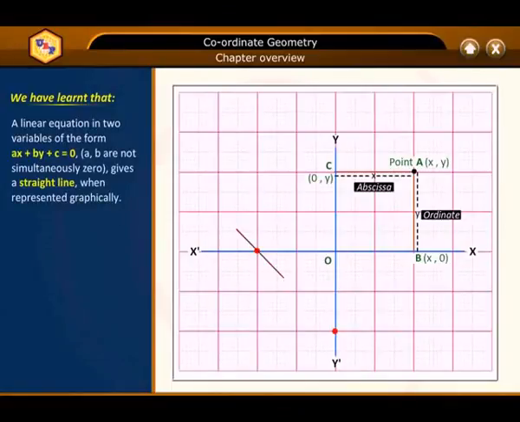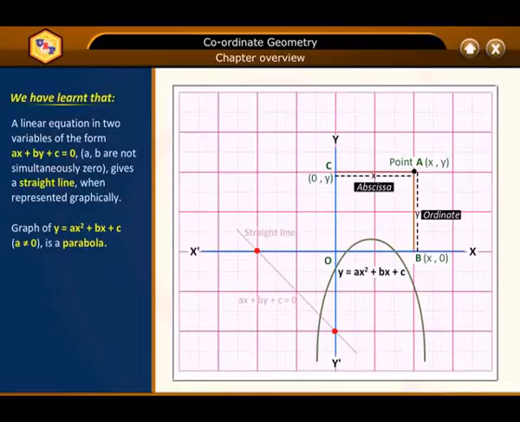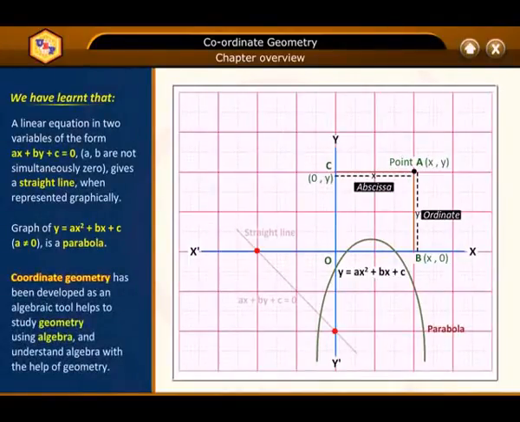A linear equation in two variables of the form ax + by + c = 0, where a and b are not simultaneously 0, gives a straight line when represented graphically. The graph of y = ax² + bx + c, a not equal to 0, is a parabola. Coordinate geometry has been developed as an algebraic tool, helps to study geometry using algebra, and understand algebra with the help of geometry.